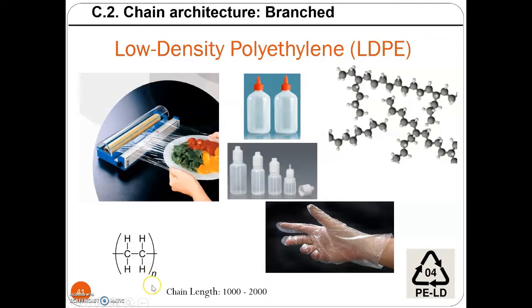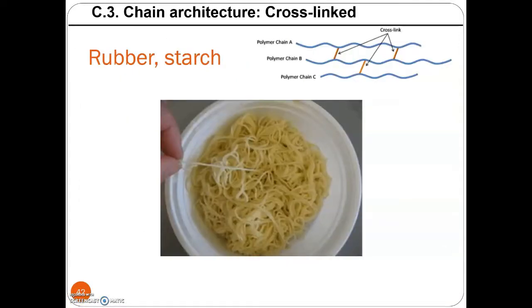Also here, for the same polymer of low density polyethylene, the variation of number N leads to the variation of chain length and also of the density of this material and thus of its application. Now the third kind is the cross-linked polymers. As I said, we have the polymer chains which are connected between each other through covalent bonds named cross-links. These covalent bonds maintain the polymer chains connected together.